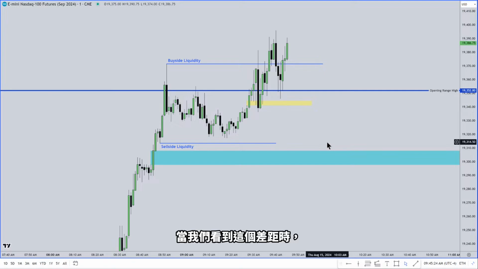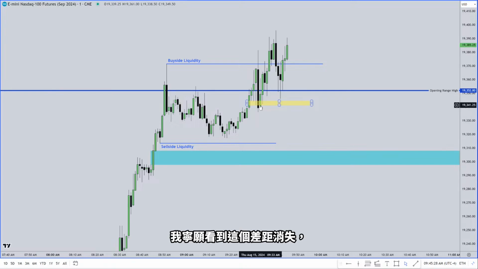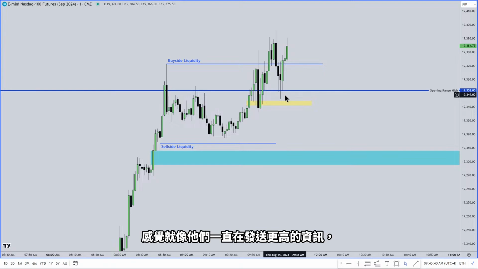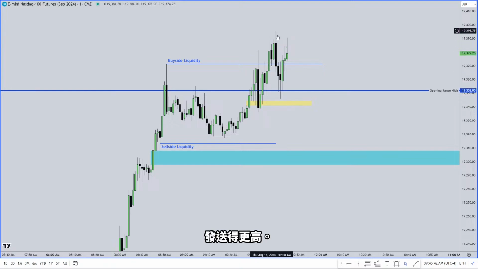Now, when we were looking at this gap here, as I was mentioning it, I would have preferred to see this go and not come back down to that again. The fact that it came down like that, to me, is problematic. I don't want to see a run do that. And it just feels like they keep sending it higher. And all of this is work to get people in going long or stopping out anyone that's already short.